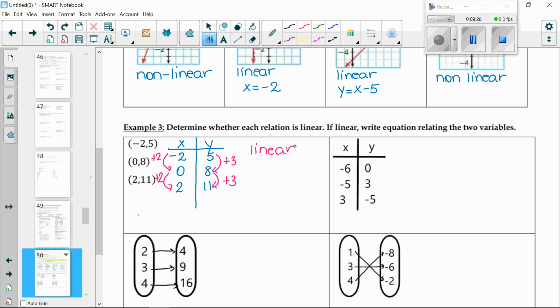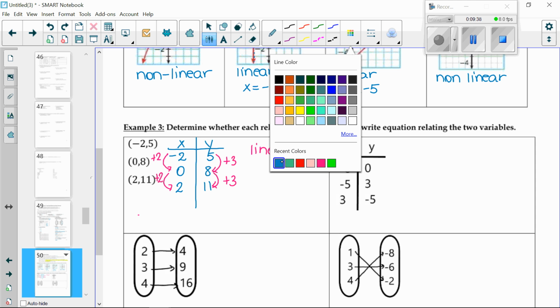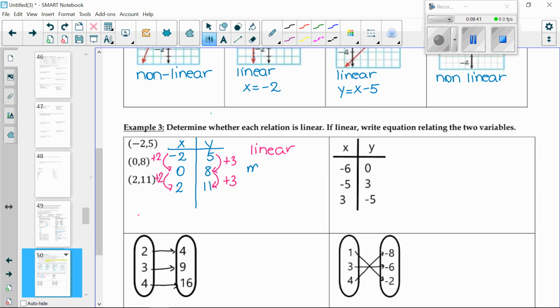And then it wants us to write an equation relating the two variables if it is linear. So what I need to know is, what is the slope, first of all, for this line? So let's find the slope. M equals, so I'm going to take my y2, take away y1, so I'm going to go 8, take away 5. And here I'm going to go 0, take away -5. 2. So m is equal to 3 over 2.